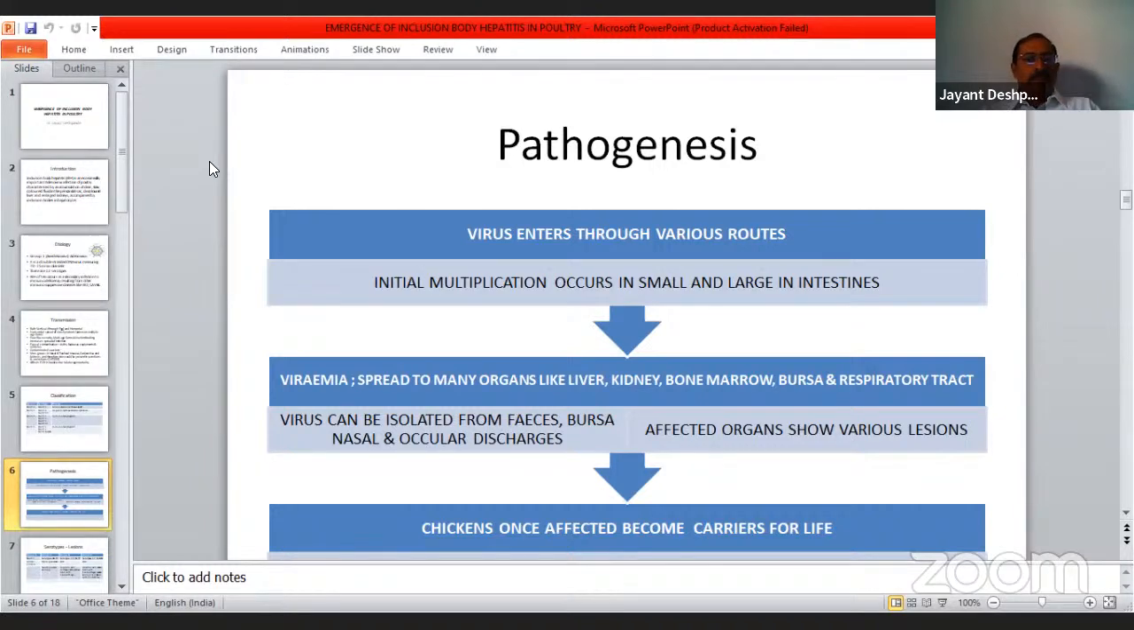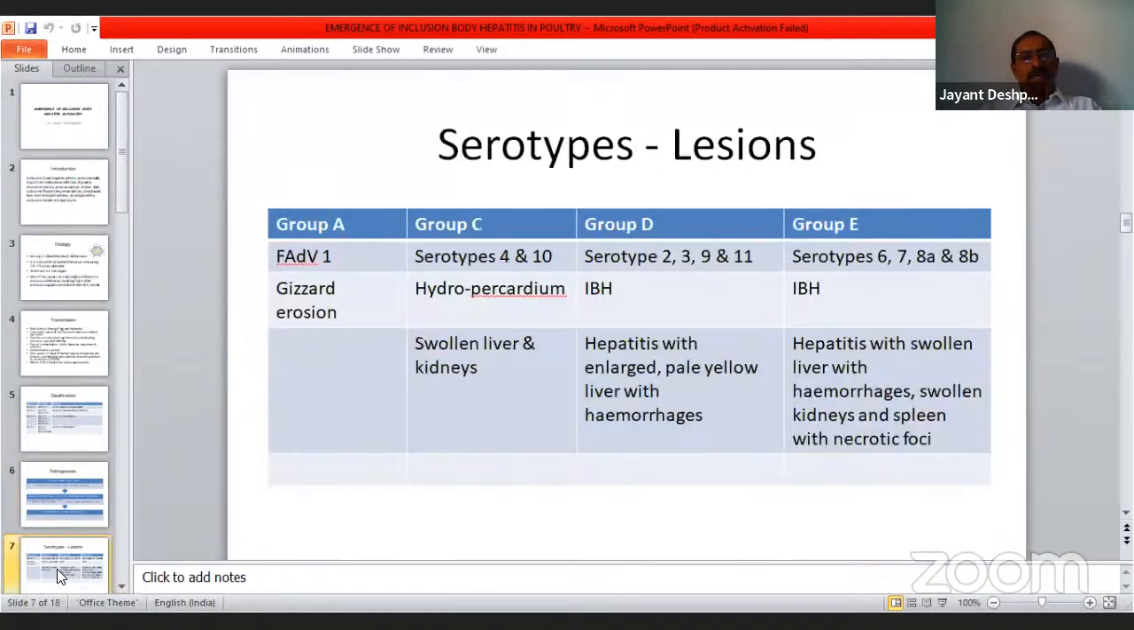As the virus grows in these organs, it will show different lesions. That will help us to identify the disease. And once the birds are infected, they remain carriers forever, and they keep spreading the infection to other healthy birds.